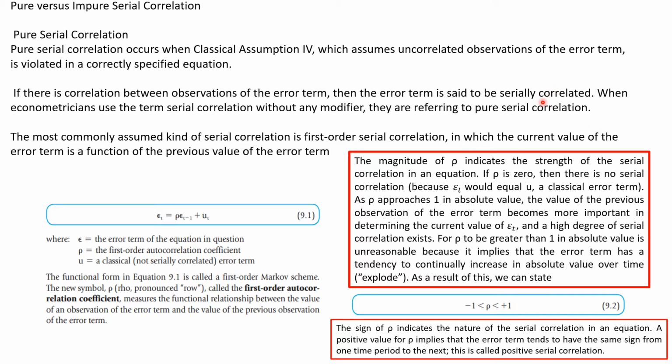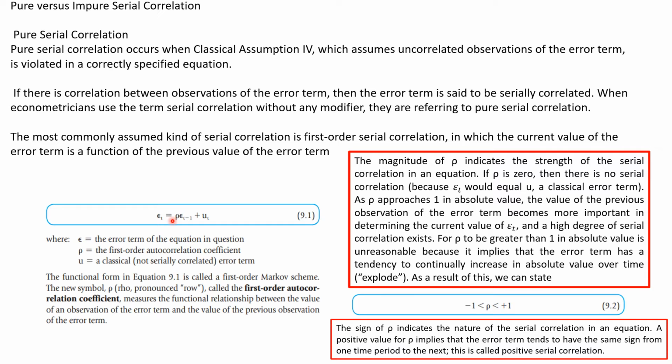The most commonly assumed kind of serial correlation is first order serial correlation, in which the current value of the error term is a function of the previous value of the error term. You can see here that εt = ρεt−1 + ut. Here εt is the error term of the equation in question, ρ indicates the first order autocorrelation coefficient, εt−1 is the previous period's error term, and u indicates the classical error term.